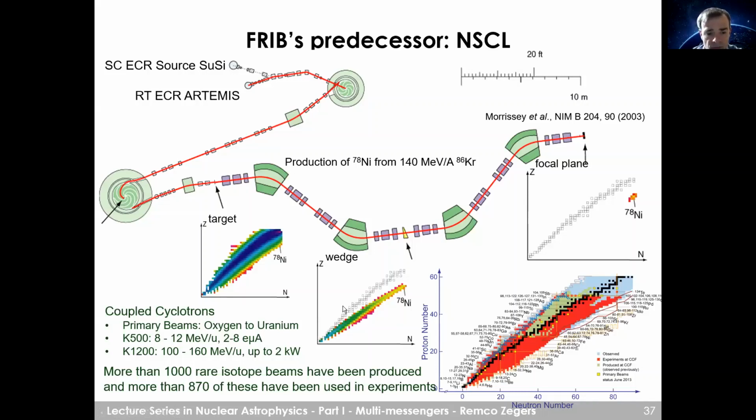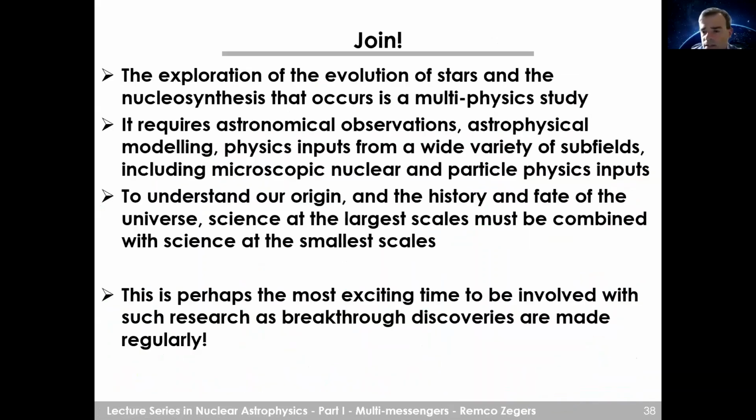And so with this device, we have produced more than 1,000 rare isotope beams, of which 870 have been produced in various experiments at the laboratory. And many of them for the purpose of studying nuclear astrophysics. So that was my overview.